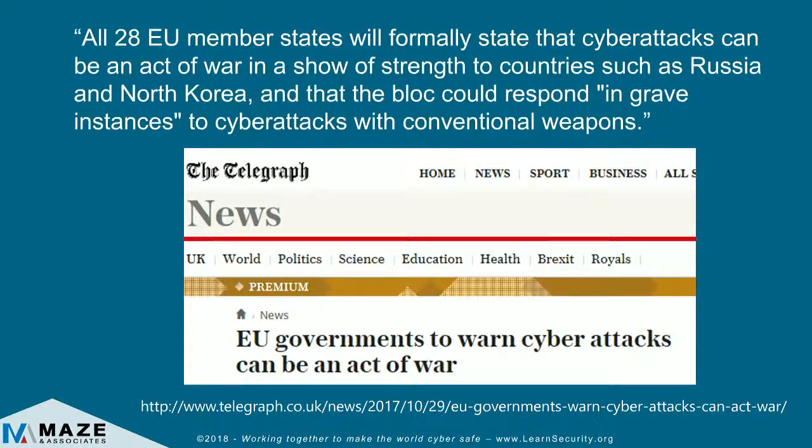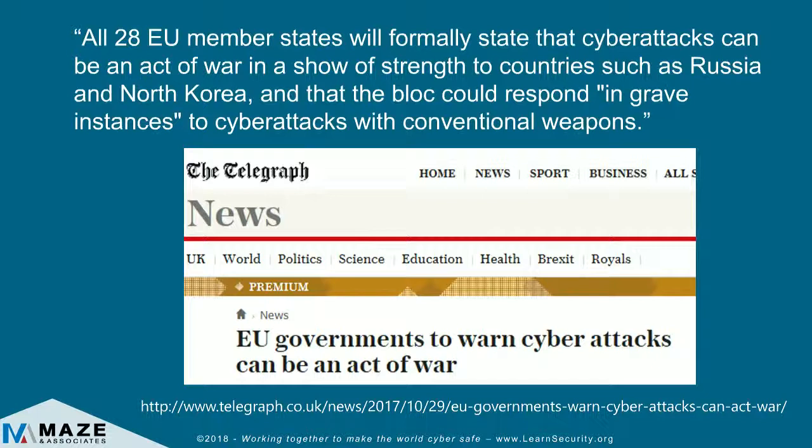In addition to that, EU governments in the European Union have warned other states, and they wanted to make sure they made a formal declaration of this, that if you attack critical infrastructure in our nations, we will respond with conventional weapons. So here again, we have a very real world impact.